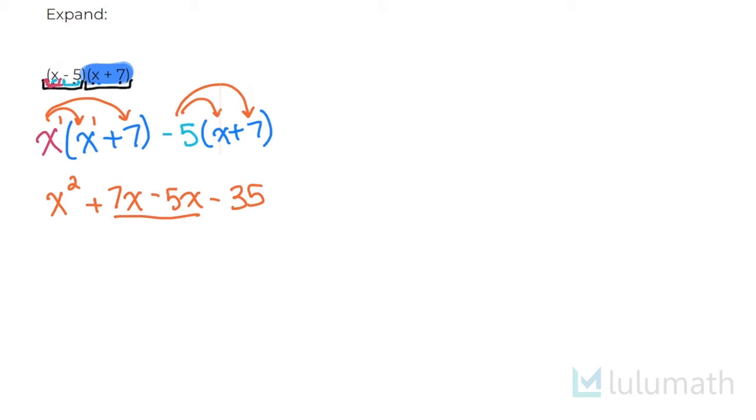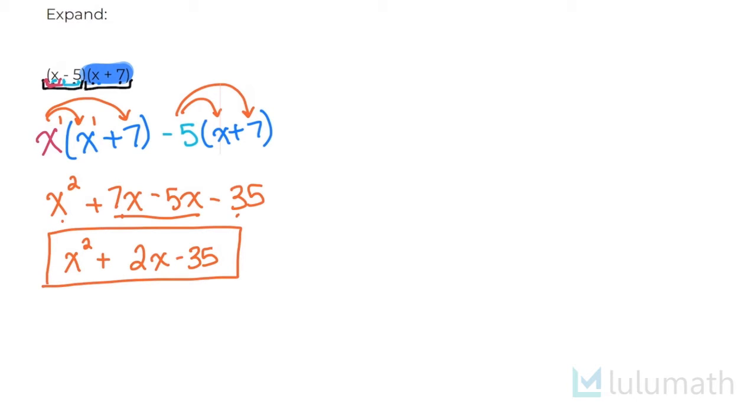Well, 7x and negative 5x are like terms. So if I were to put those two together, I would get 2x, because 7 minus 5 is 2. Nothing is like this x squared, so I'm just going to copy that down. And nothing's like this negative 35, so I'll just copy that down as well. And this is my simplified expression for this x minus 5 multiplied by x plus 7.